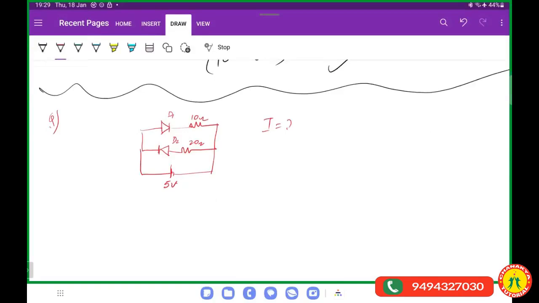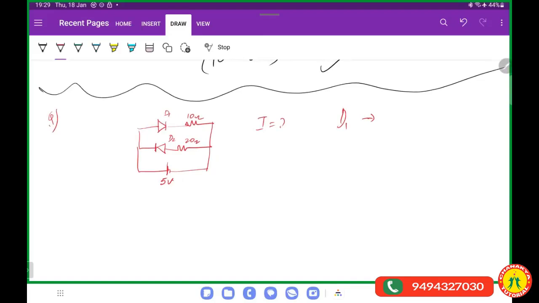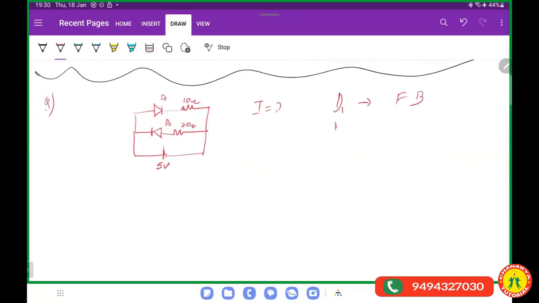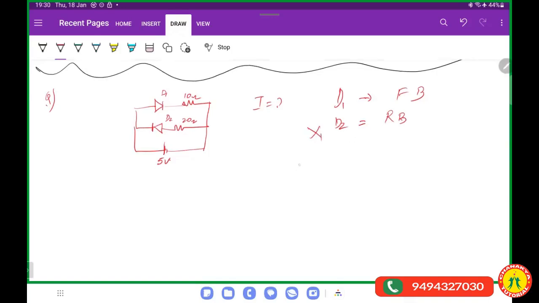See, if you observe this, the easy way is to first check the diodes. D1: negative connected to the negative side, positive connected to the positive side, so it is forward bias. D2: positive connected to the negative side, negative connected to the positive side, so reverse bias. So D2 is closed. So I equals V by R, 5 by 10, which is 0.5 ampere. That's it.